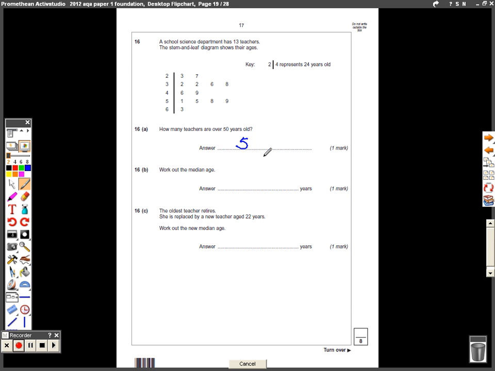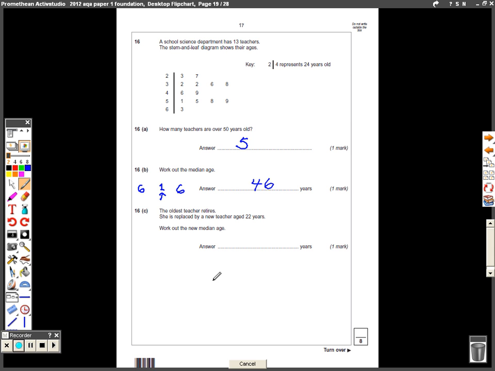Now, the median age, I need to put them in order and pick the middle. So there are 13 teachers, so I could arrange them into a group of 6, another group of 6, and then there would be one of them in the middle. So that means the 7th person would be the median. So I could go 1, 2, 3, 4, 5, 6, 7, 46 years.